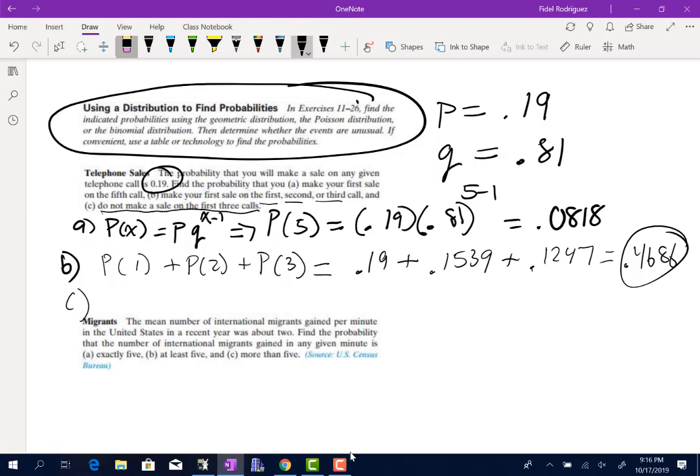We do not make our sale in the first 3 calls. Well, guys, we already figured out what our probability was if we did make a sale in the first 3 calls. How would I find the probability that I'm not going to? 1 minus, there you go.